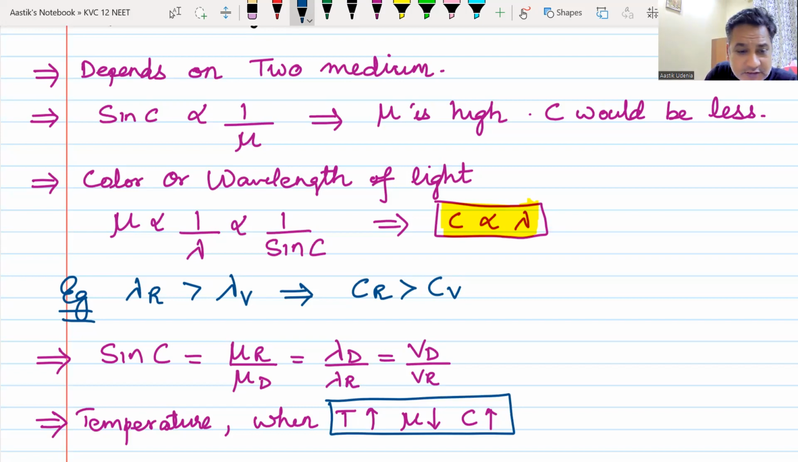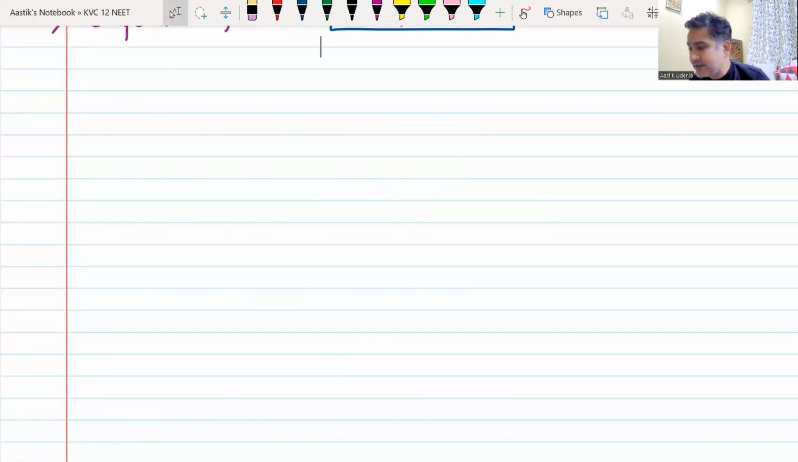Okay, this was about critical angle. But if you remember, the heading of the class was total internal reflection. But we have lost that entire topic in our discussion. What is total internal reflection then? That entire topic has gone in the air. We were discussing those topics, but we have lost it.